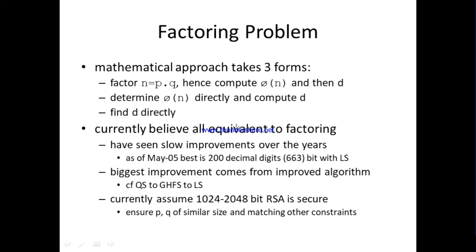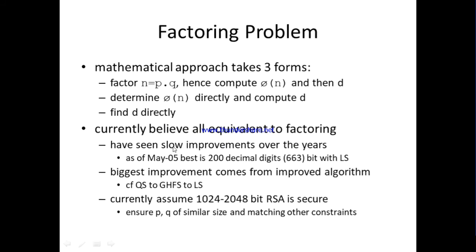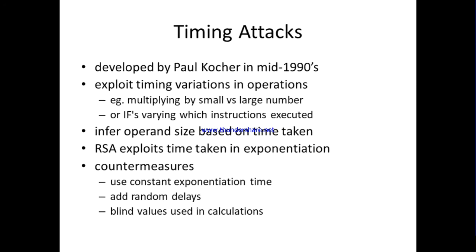So here we currently believe all of these are equivalent to factoring. There have been some slow improvements over the years. These mathematical attacks are slowly improving. The biggest improvement comes from improved algorithms, from GHFS to LS, the algorithms where the mathematical attacks are possible. They are slowly improving at identifying the secret keys.